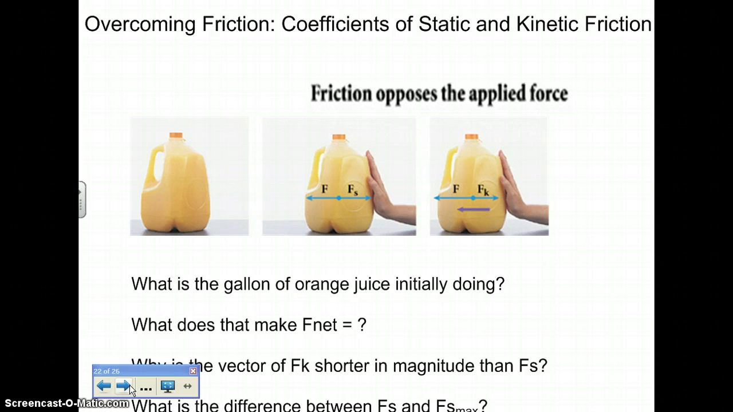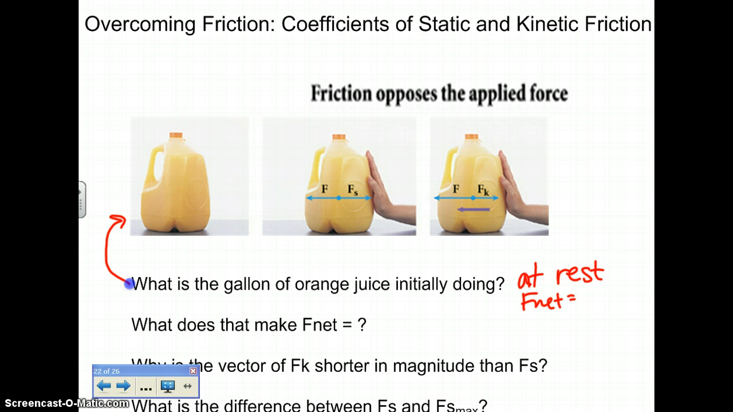So if you're pushing this jug of juice towards the left, then the frictional force is going to go towards the right, as you see here. Okay, so the first thing, looking at this picture, what is the gallon of orange juice initially doing? In physics terms, we simply say it's at rest. Well, if it's at rest, what is your net force? You need to think it through.